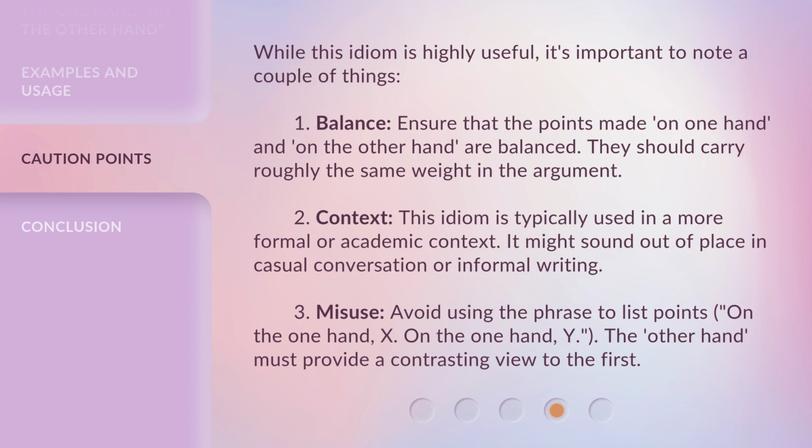2. Context. This idiom is typically used in a more formal or academic context. It might sound out of place in casual conversation or informal writing. 3. Misuse. Avoid using the phrase to list points, on the one hand, X, on the one hand, Y. The other hand must provide a contrasting view to the first.